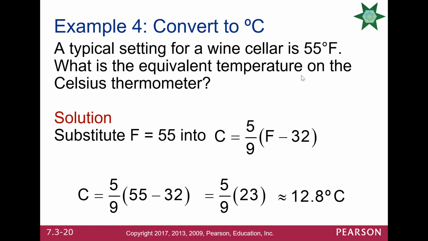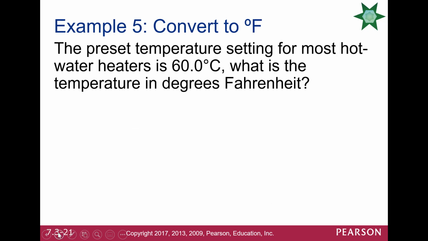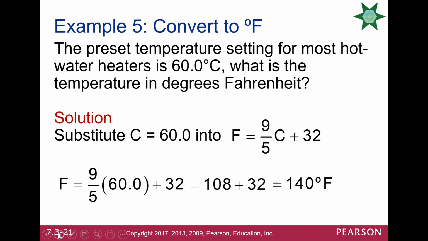Wine cellar is 55 degrees Fahrenheit. What would be the equivalent Celsius? 55 minus 32 is 23 times 5 divided by 9. Just a little under 13 degrees Celsius. I have a hot water heater set at 60 degrees Celsius. What's that in Fahrenheit? 60 times 9 divided by 5. 108 plus 32 is about 140 degrees.